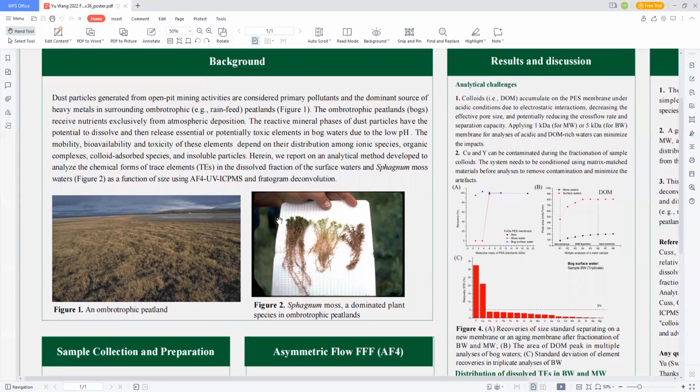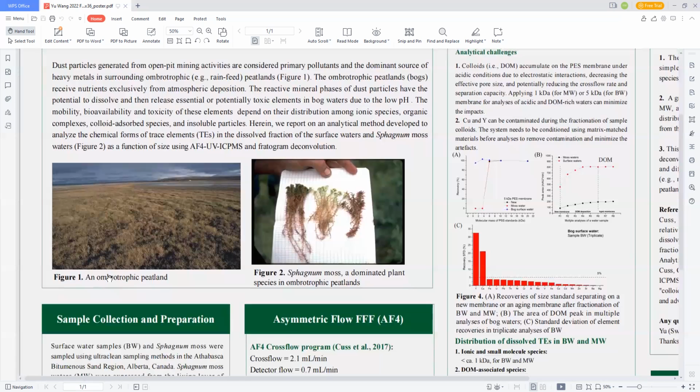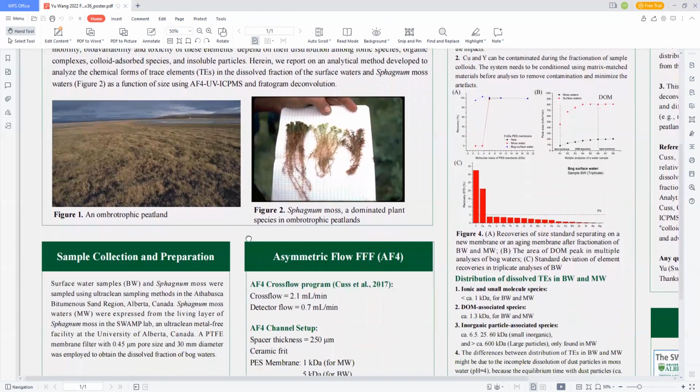Therefore, we report an analytical method to analyze the chemical forms of trace elements in the soluble fraction of the bulk surface water, as well as Sphagnum moss water, as a function of size using AF4-UV-ICP-MS and fractogram deconvolution. Figure 1 shows an ombrotrophic peatland and Figure 2 shows Sphagnum moss, a dominant plant species in ombrotrophic peatland.